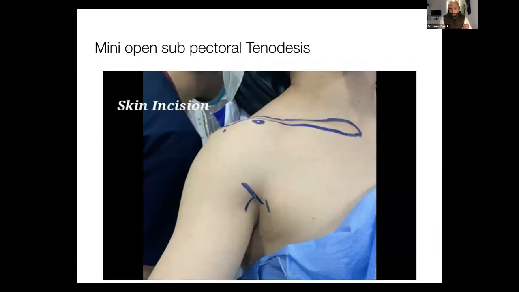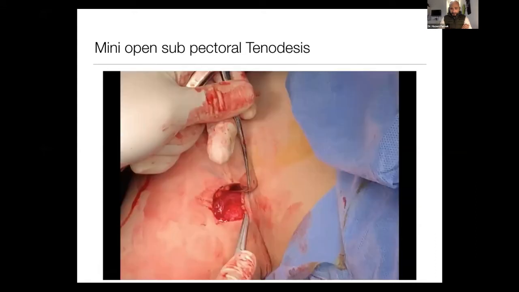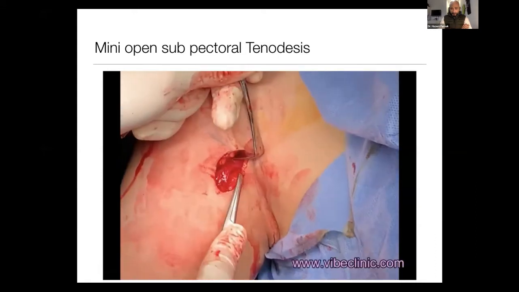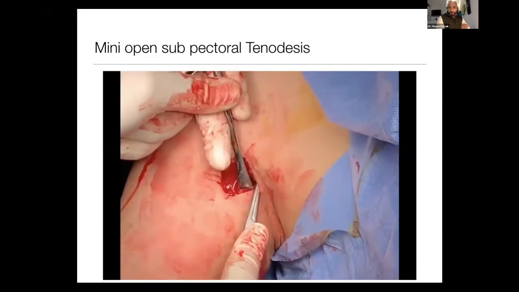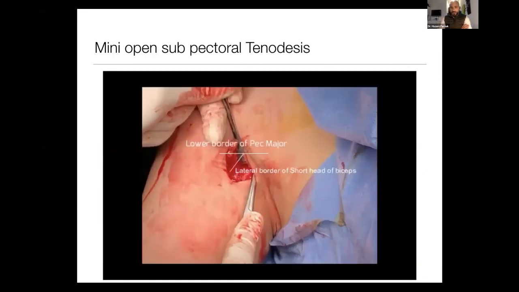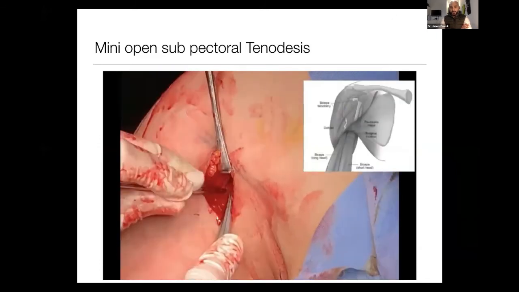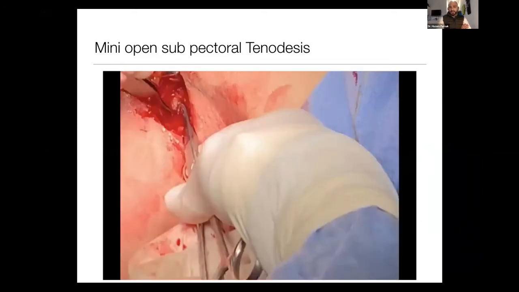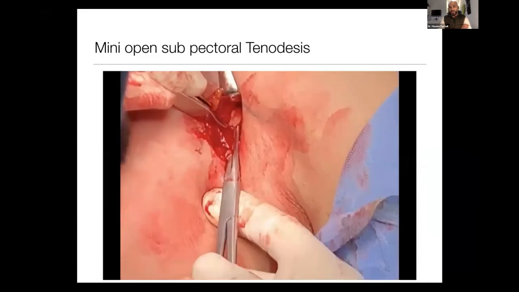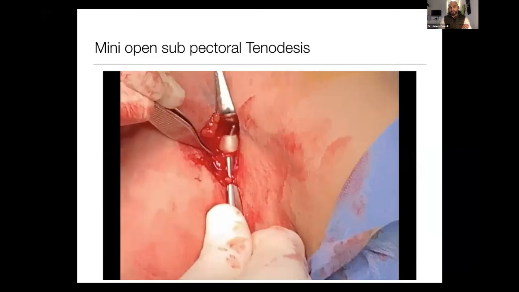Here is my incision. There is where I start my skin incision. I go between the pec major and the short head of biceps. Lower border of pec major above, lateral border of the short head of biceps, and here I'm faced with the groove, and you will see the long head of biceps. I can roll it with my thumb, and then I pull it out of the articular part after I did the tenotomy, as you're going to see in a second.